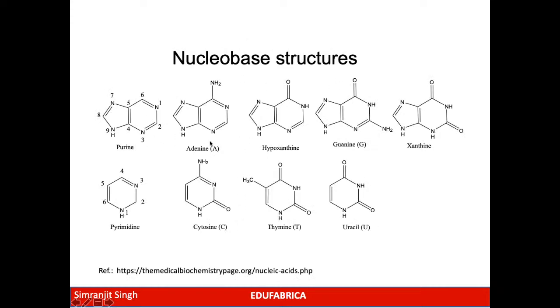Then there are the nucleobase structures. This is purine, adenine, and pyrimidines. Purines include your adenine, guanine, also hypoxanthine and xanthine. These are new structures. Then thymine and uracil and so on.